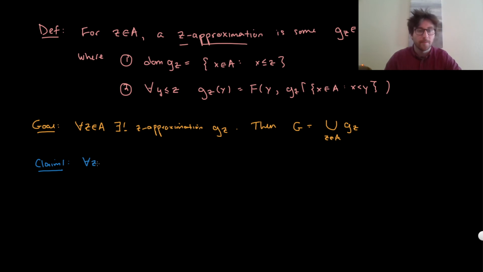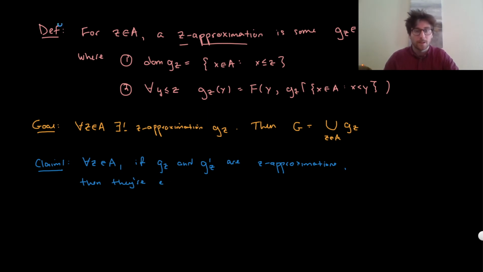So for every single z, well, if g sub z and g sub z prime were z approximations, then they're actually equal to each other. I guess we can just say g sub z is equal to g sub z prime. Okay, so this is what we want to prove first.